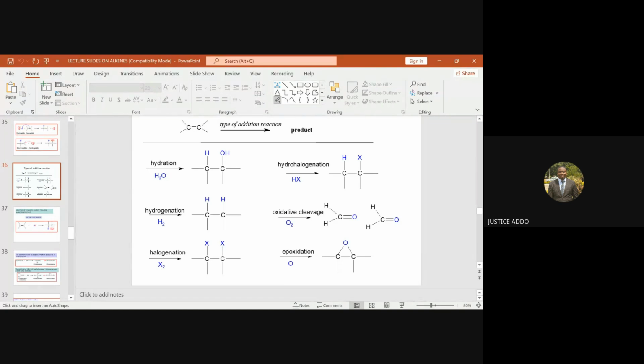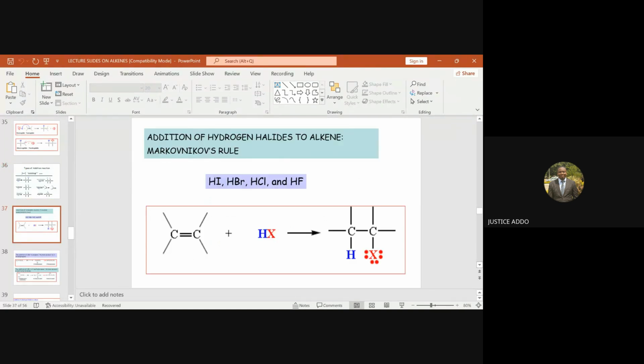So we are looking at all these reactions one after the other, and then we see the next step. So the first one is addition of hydrogen halides to alkenes. And when we say hydrogen halides or halogen acids, the common ones are HI, HBr, HCl, and HF. When these halogens are bonded to hydrogen, we call them the hydrogen halides. We call them the hydrogen acids. How do they react with what? Alkenes.